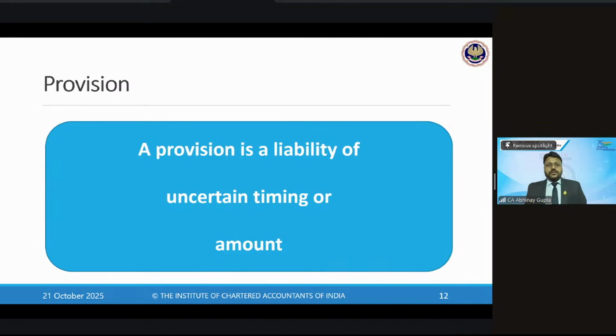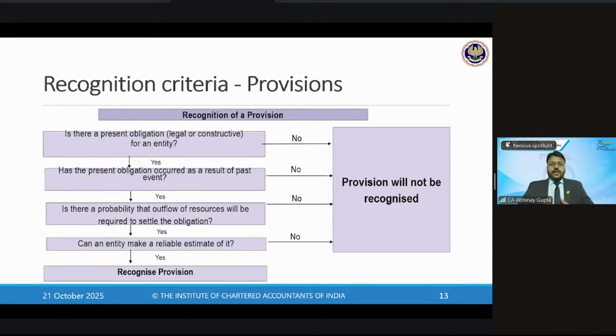So what do you understand by a provision? A provision means a liability of uncertain timing or amount, right? This is the definition of a provision, which we have understood so far. What we have understood until now is summarized in this chart. Whoever masters this chart will always be clear about when and how a provision needs to be recognized. So let's try our hands on this chart and crystallize the concepts.